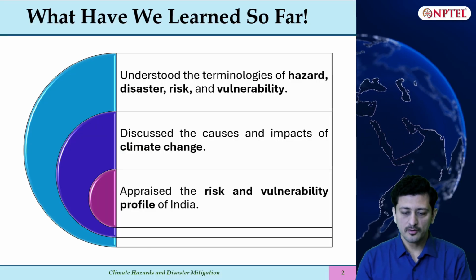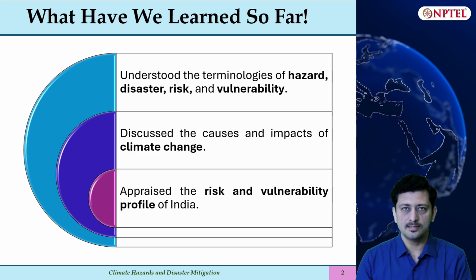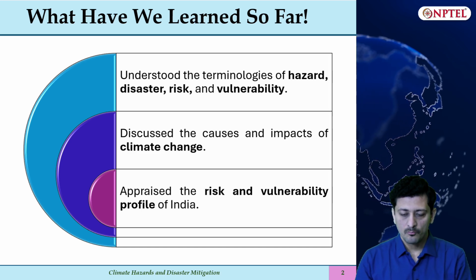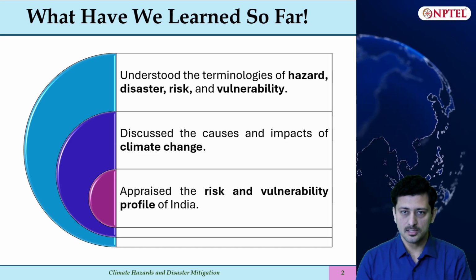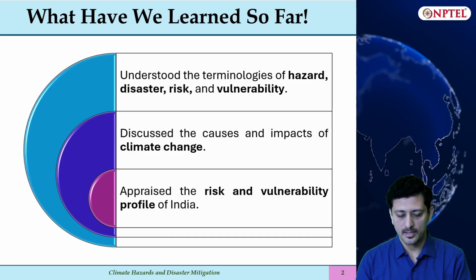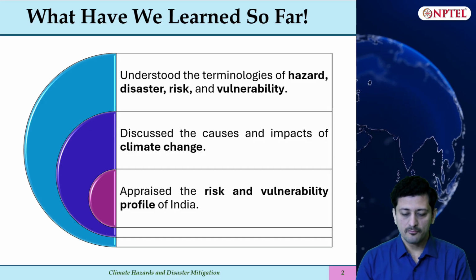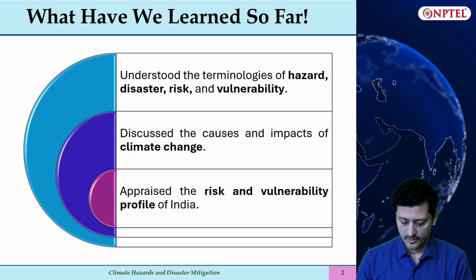So what have we learned so far? We understood the terminologies of hazard, disaster, risk and vulnerability. We discussed the causes and impacts of climate change. We also differentiated between climate change and climate variability, and we appraised the risk and vulnerability profile of India.